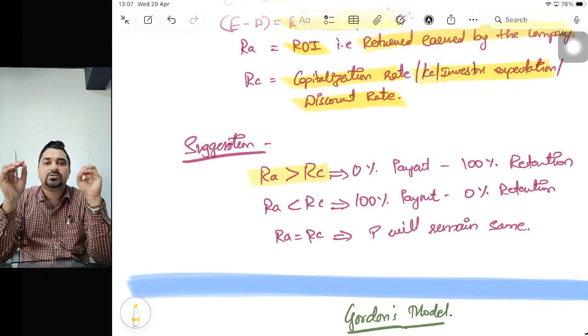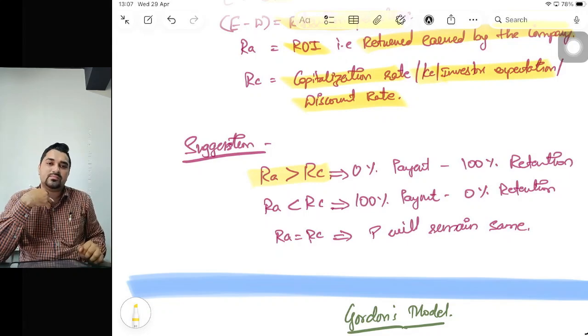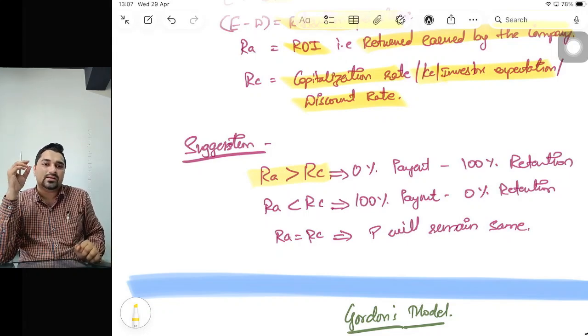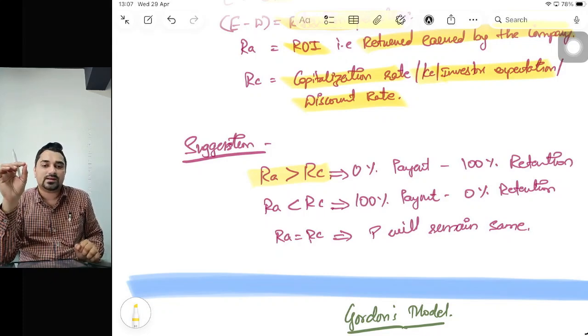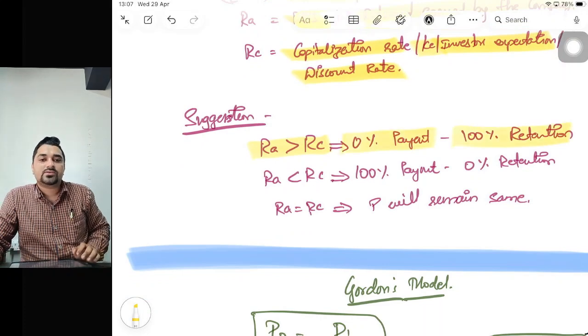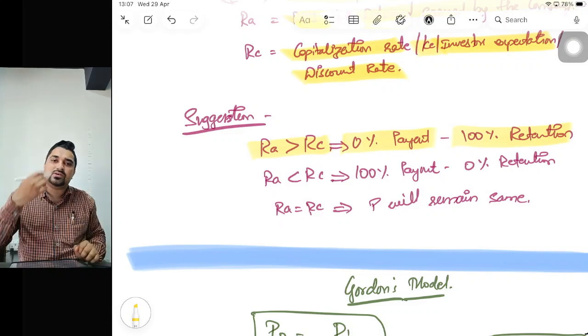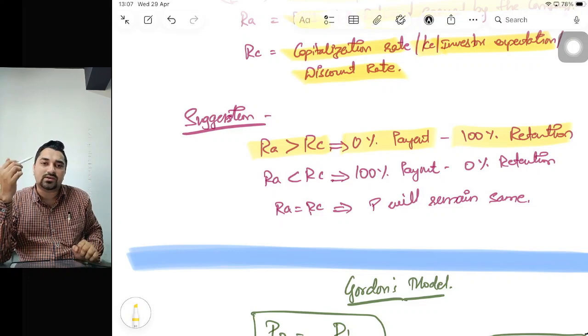What is your ultimate objective? Your ultimate objective is maximization of shareholders' wealth, equity shareholders' wealth. So where will my wealth grow? If my company is earning more than the market, say for example, the company is earning 20% and the average market return is 15%, in that case, what is the suggestion? 100% retention. So you should not give any dividend. Why? If I give dividend, what will the shareholder do? He'll go and invest it in the market. My company is earning 20%, the market is only earning 15%. Where will his money grow? The money will grow more in my place. Correct? In that case, I should not give any dividend. 100% I need to retain.